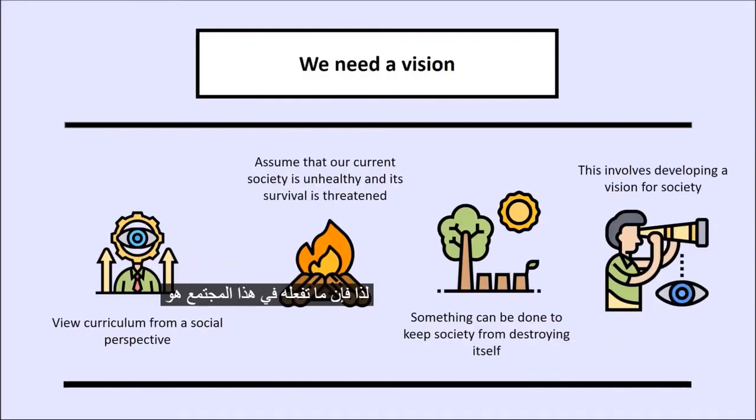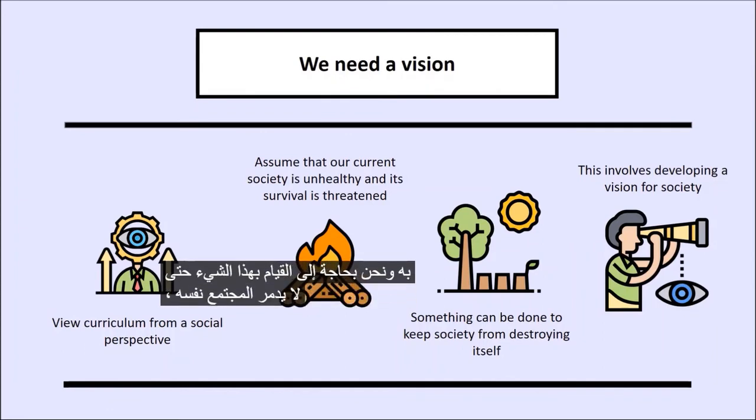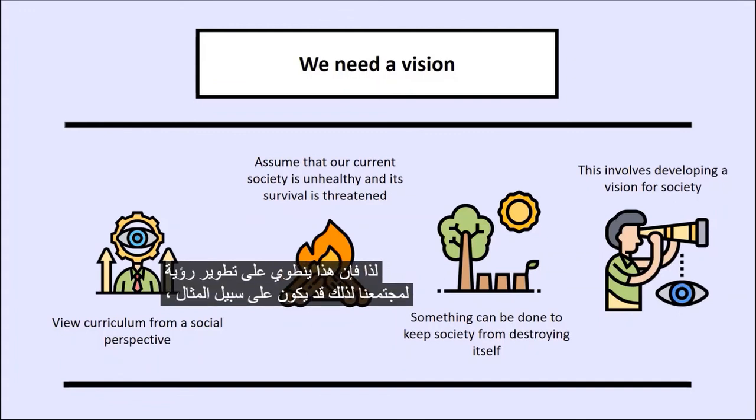What you're doing within this one is viewing curriculum from a social perspective, and you assume that our current society is unhealthy, that survival is threatened, that something needs to be done. And we need to do that so that society doesn't destroy itself. So this involves developing a vision for our society. It might be, for example, that we want less inequality within society.